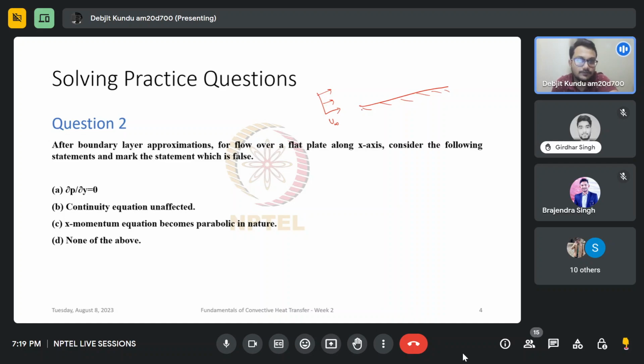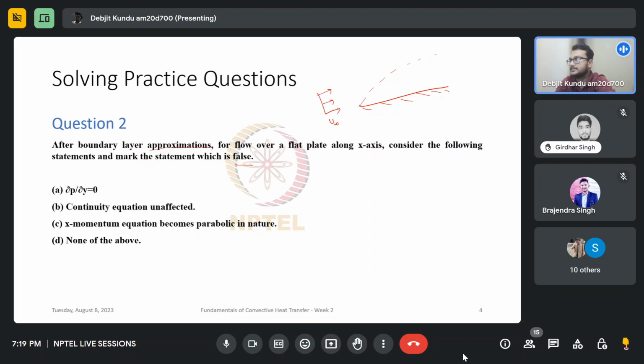Now, as we know, when it encounters this solid surface, a hydrodynamic boundary layer would be formed. In that case, there are several approximations which we make while doing a scale analysis and other analysis of a boundary layer. So once all those approximations have been made, consider the following statements and mark the statement which is false, not true. There are four options. Some of them may be false, and you have to pick that one out.